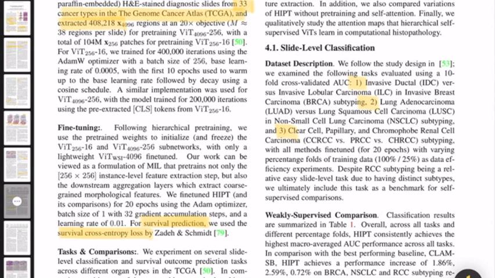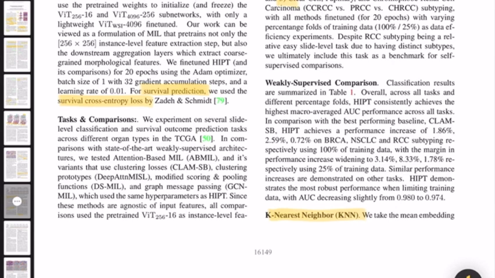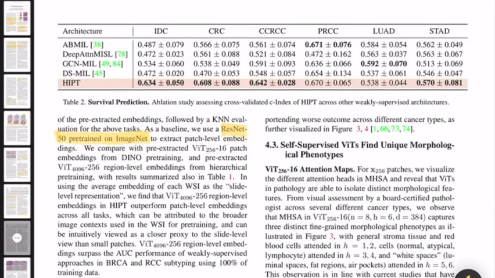Additionally, for classification, they do another exercise of looking at the representations learned without fine-tuning. So looking at the output embeddings for each of the two stages, the patch and region level embeddings, and taking the mean of the embeddings to represent each slide. This is also compared to ResNet 50 embeddings, which are pre-trained on ImageNet.